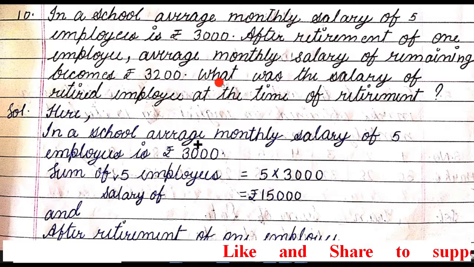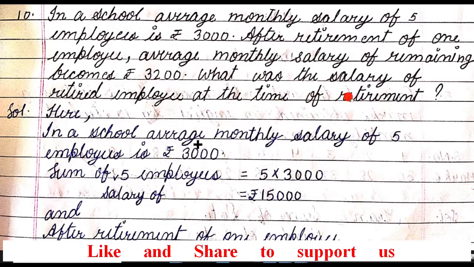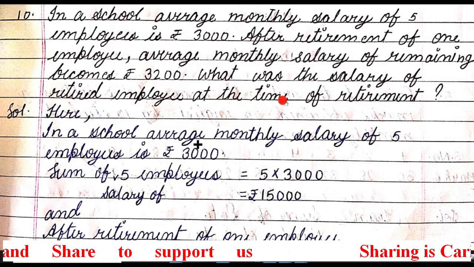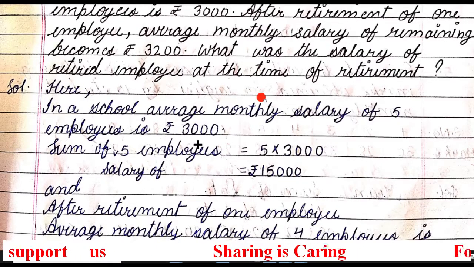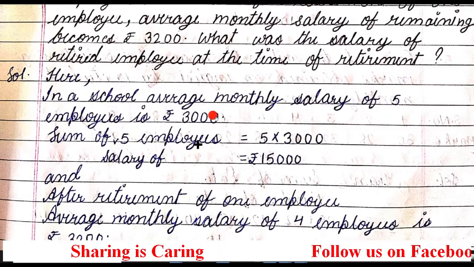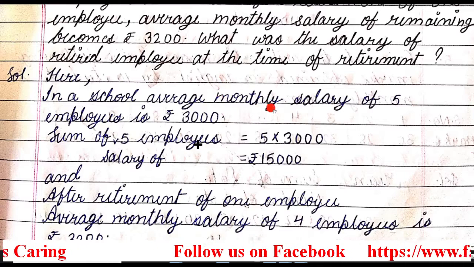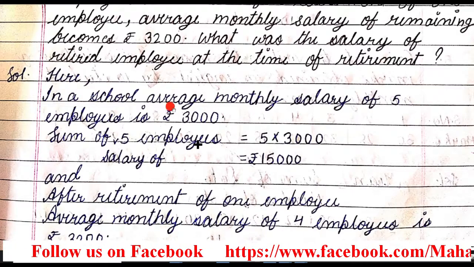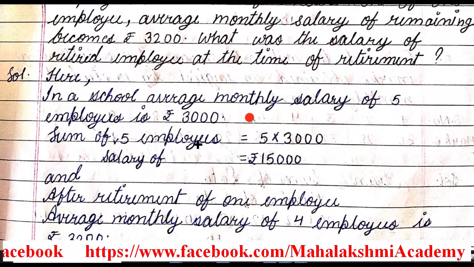Now what they are asking is: what was the salary of the retired employee at the time of retirement? We want to know how much the retired employee's salary was during retirement. Students, we solved a similar question initially, where a number is removed. Here we'll start with the given information: in a school, the average monthly salary of 5 employees is 3000.